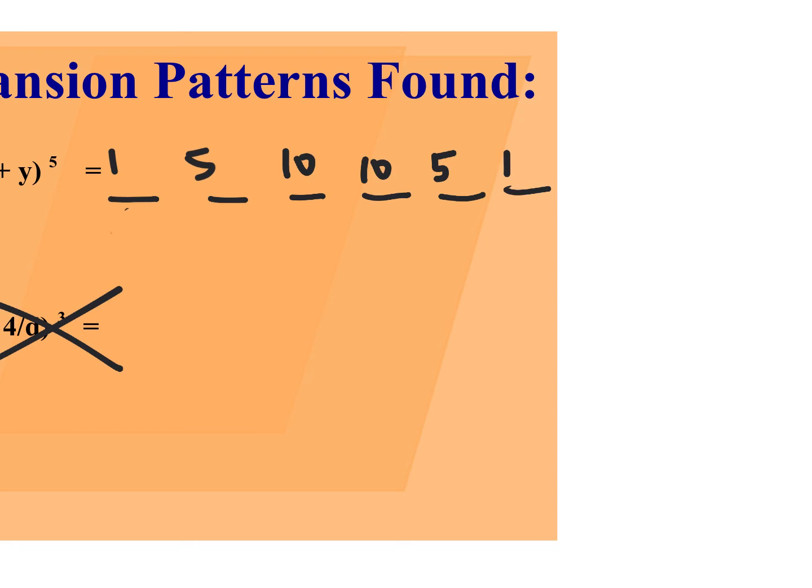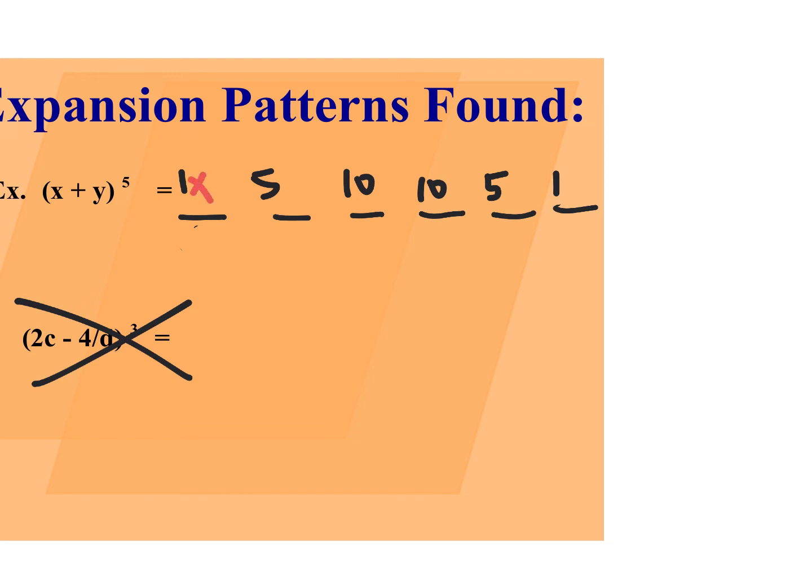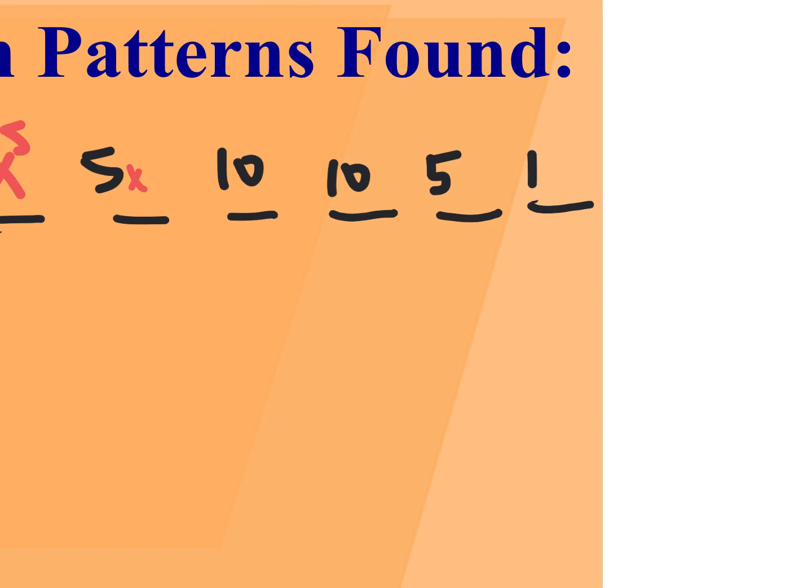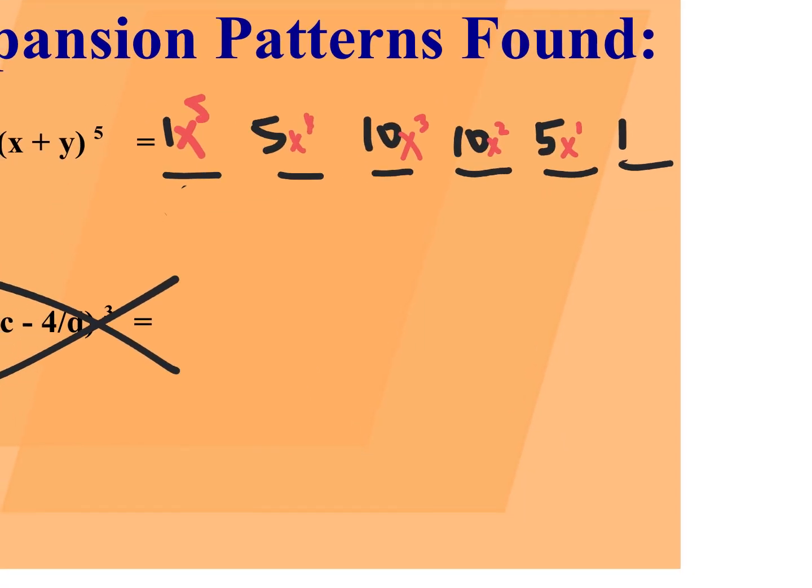I started with the x's, and in the first blank I put x to the fifth. Doing good. Keep going. Then x to the fourth, then x to the third, then x to the second, then x, and then nothing. Okay, good. And then the y's. For the first blank I put y to the 0, which is just nothing. Then y squared, then y to the third, then y to the fourth, then y to the fifth.